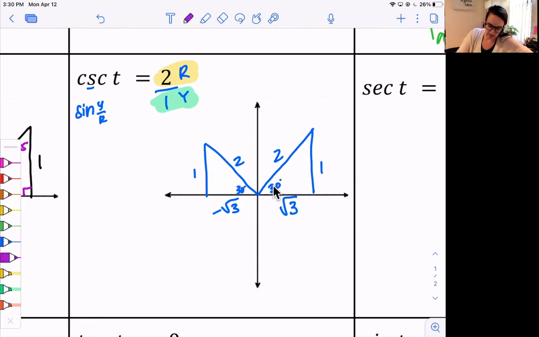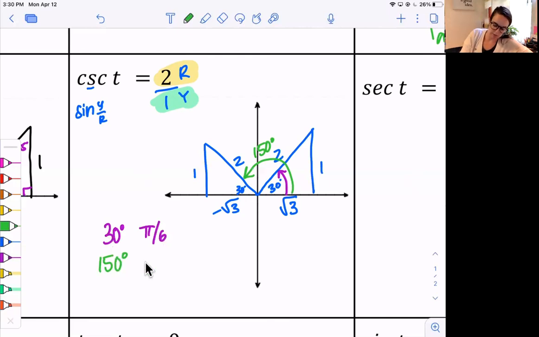I know this angle is going to be 30 degrees. And this angle here is the full 180 minus this 30 here, so that'd be 150 degrees. 30 is pi over 6, and then 150 is 5 times pi over 6, 5 of these. So it would be 5 pi over 6. These are our angles there.